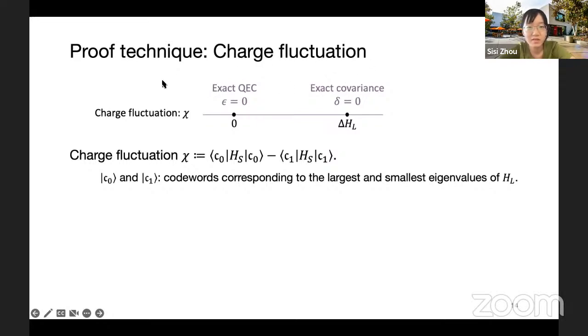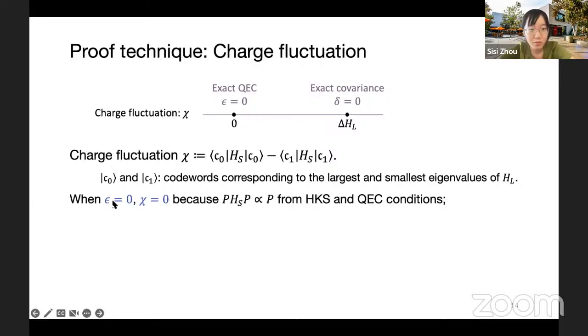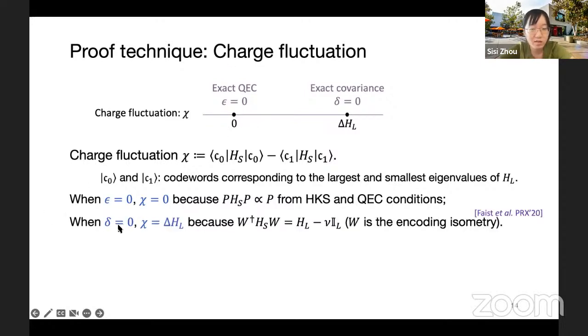It is sort of an indicator of whether the code is an exact error correcting code and exact covariance code. So charge fluctuation is defined by this expression here. It's basically the fluctuation of charge in the logical subspace. When epsilon is 0, that means the code is exact error correcting, one can use the quantum error correction condition to prove that chi has to be 0 if the code is exact error correcting. And when delta is 0, that means the code is exact covariant.